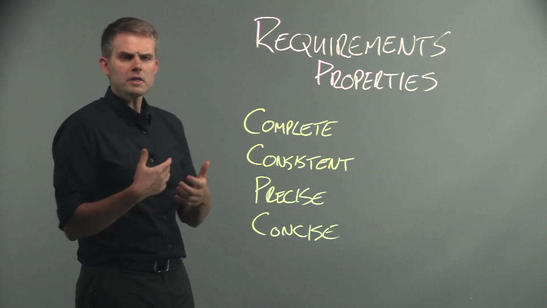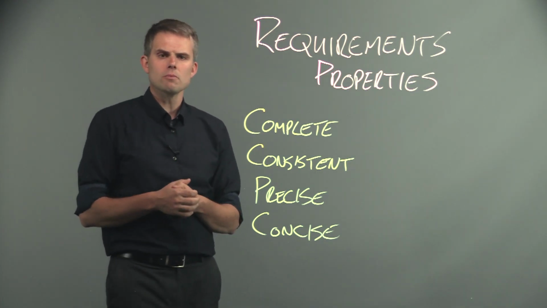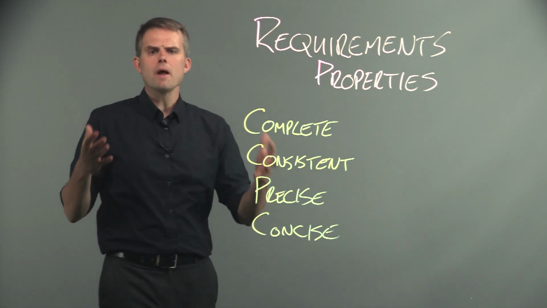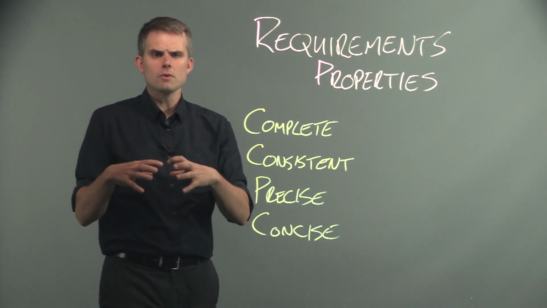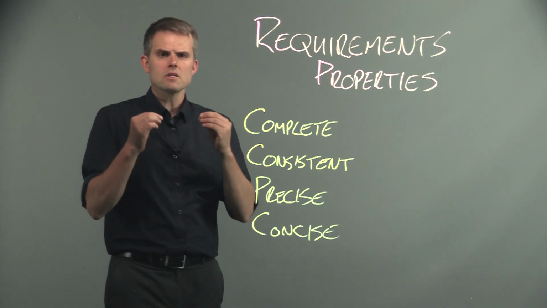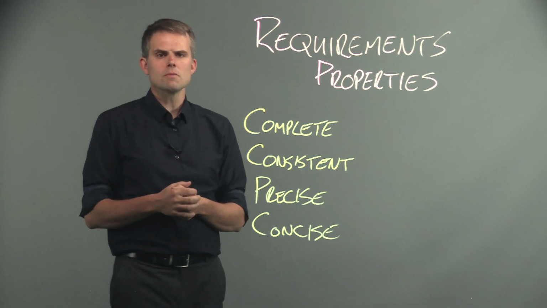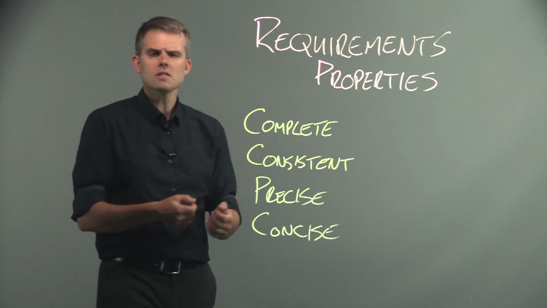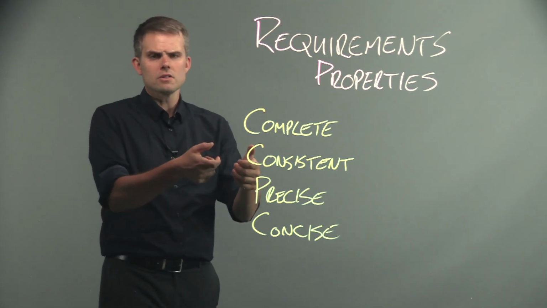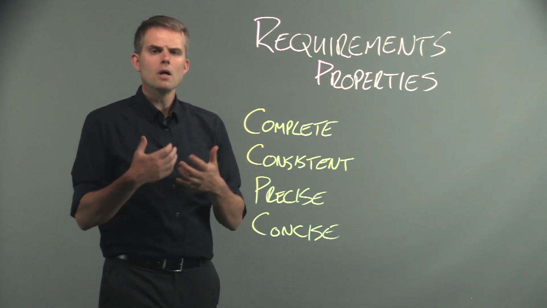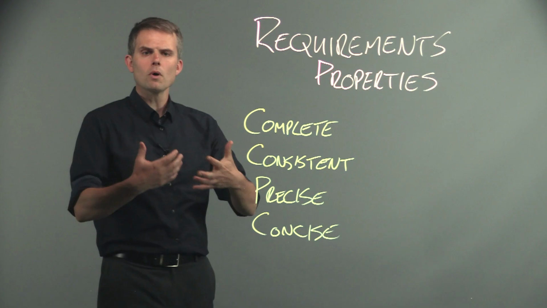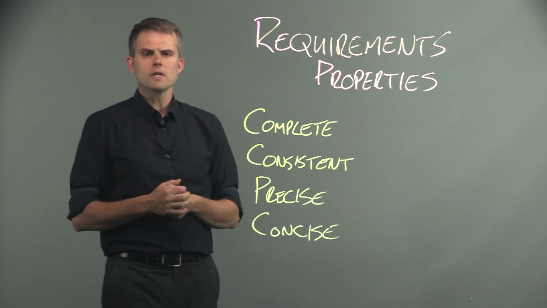And finally, we want each requirement to be as concise as possible. Because our goal here isn't to bury the development team in requirements documents, it's to clearly and succinctly capture what it is the system can do. And when our requirements are concise, it's easier to check that they're consistent and that they're complete as well. So this is really an important property that we want to keep in mind through the whole requirements gathering process.